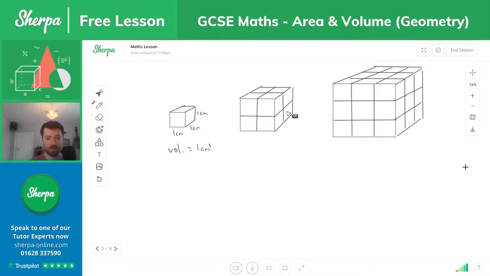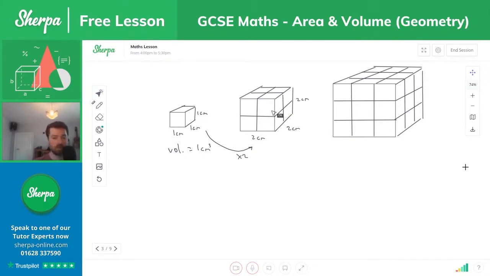And we could do a similar thing again for our larger cube. So my linear scale factor is going to be a scale factor of 2, isn't it? Because I've now got a base of 2, a depth of 2, and a height of 2. So I'm multiplying my original cube by a linear scale factor of 2. And there's 2 ways we could calculate this.